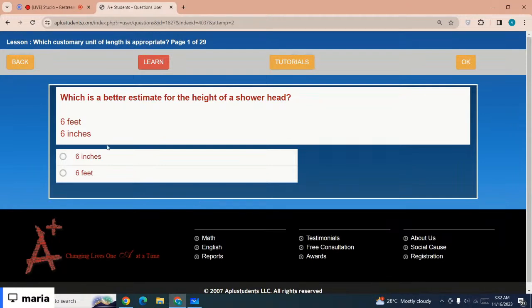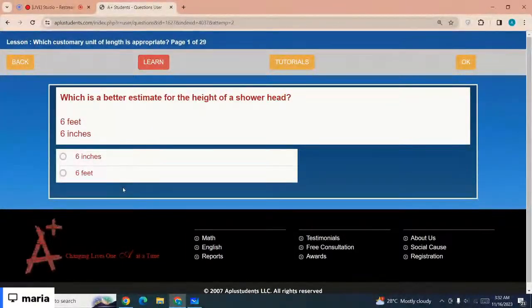Inches is a smaller unit, right? Basically, you have to compare here the two units given, inches and feet. Feet is a bigger unit, right? Inches is a small unit, like you can see on the ruler.